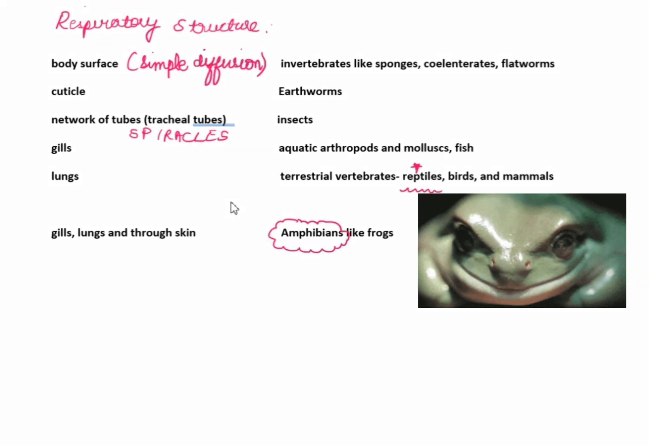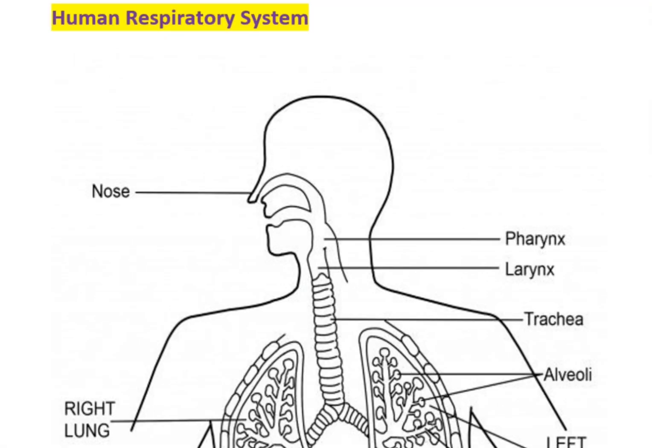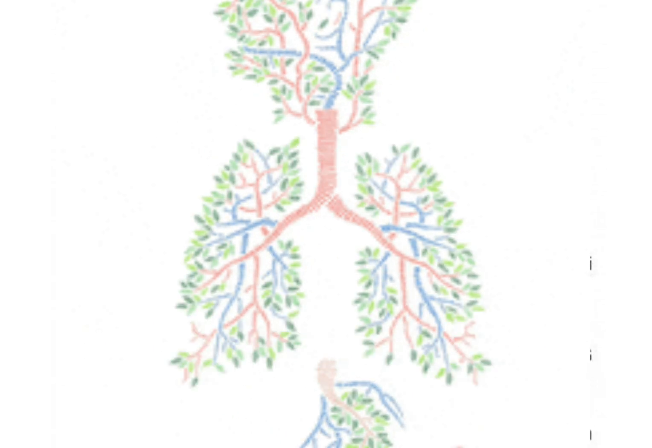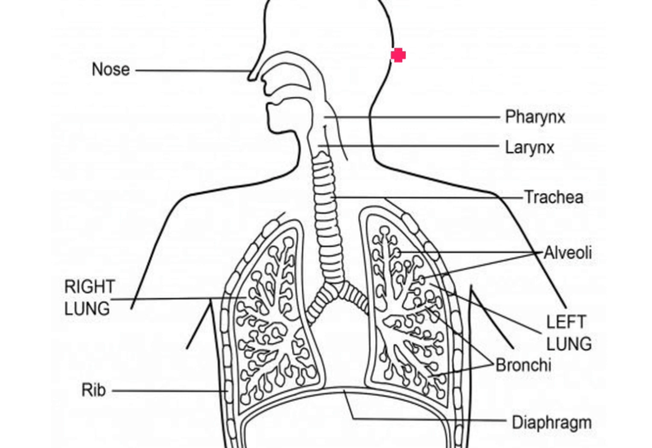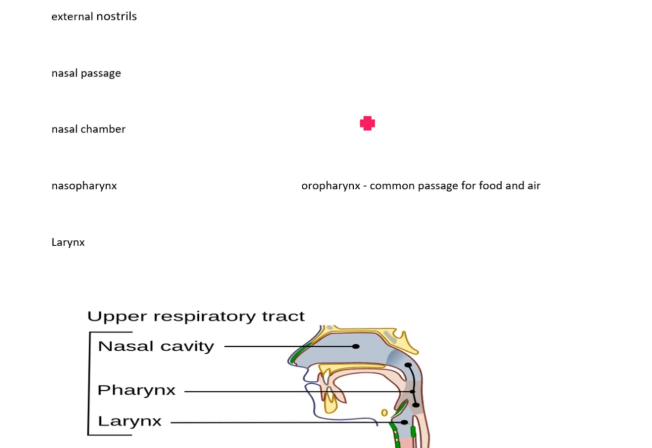So from now on, let's discuss the human respiratory system in detail. Let's trace the human respiratory passage. Starting from the external nostrils, it leads to a short passage known as the nasal passage and finally into the nasal chamber or nasal cavity, and then it leads to the pharynx. Pharynx is divided into 3 parts: the nasopharynx, the oropharynx and the laryngopharynx. The oropharynx is the common passage for both food as well as air, and via the laryngopharynx we get into the larynx.